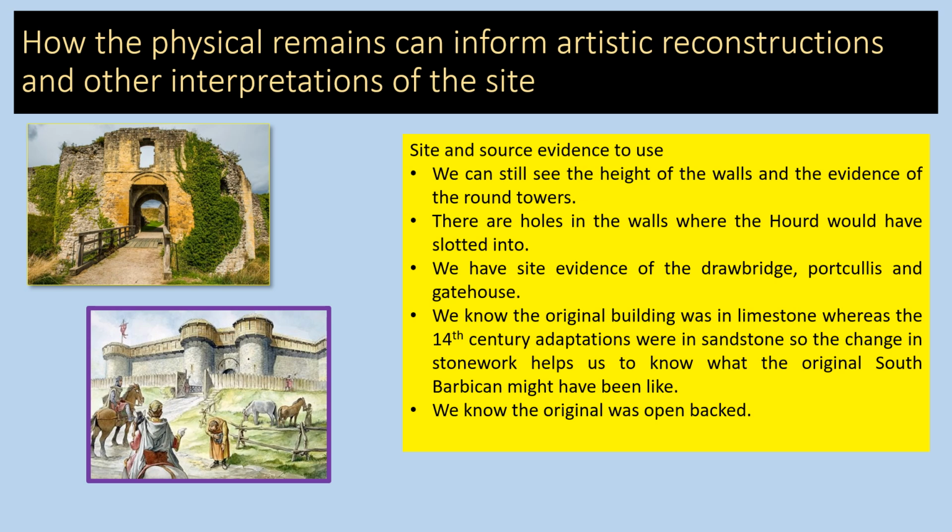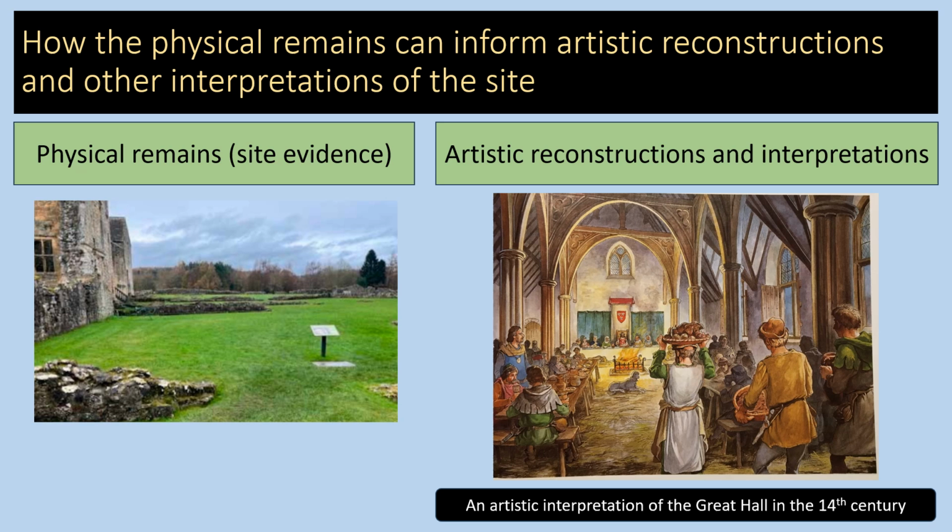We've got site evidence of the drawbridge, the portcullis, and the gatehouse inside the South Barbican. We know the original building was in limestone, whereas the 14th century adaptations were in sandstone. So the change in stonework helps us to know what the original South Barbican might have been like. And we know from studying the site that the original was open backed. The original South Barbican was open backed.